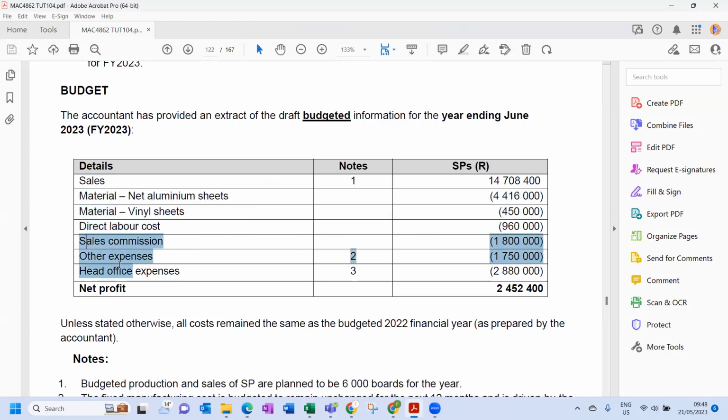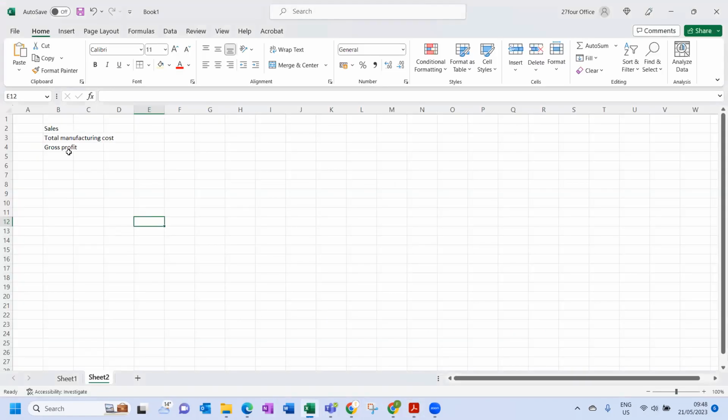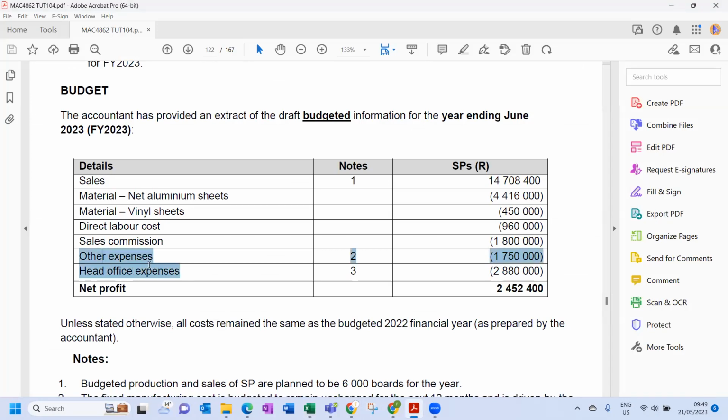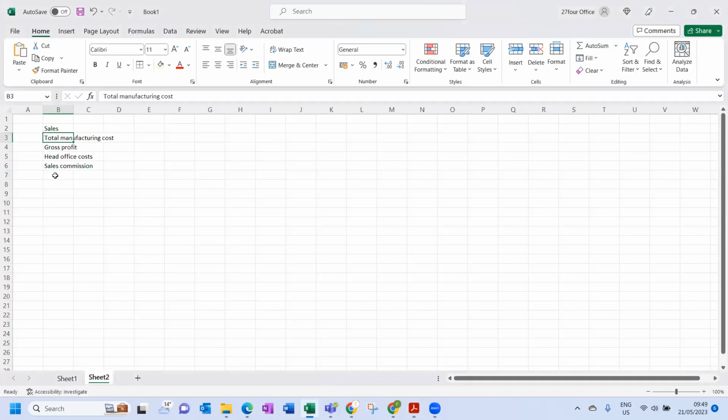Then I can add in these items over here. So head office costs, other expenses, and sales commission. Okay. So head office costs. Okay. Sales commission. So this line item, other expenses, I'm not going to include it. Why? Because I remember from part A, other expenses is included in the manufacturing costs. So there's no need to include it.